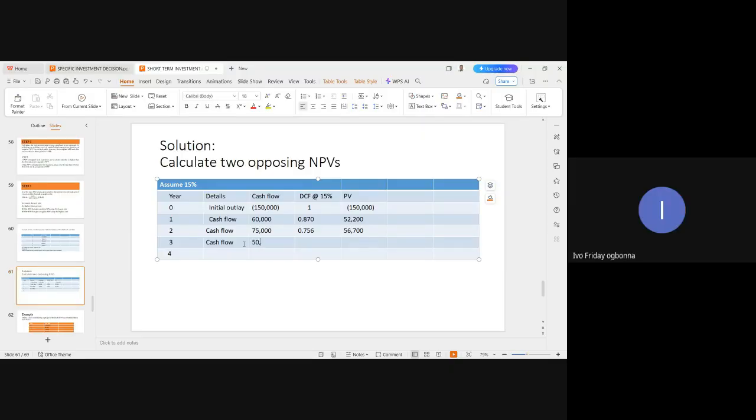And for year 3, the cash flow is what? 50,000. The discount factor at year 3 will be 0.658. When you multiply, you have 32,900.